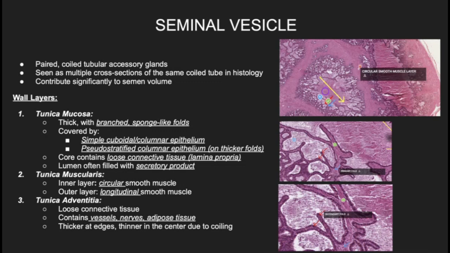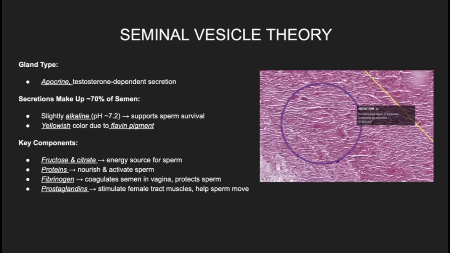One more important thing to remember is that because these tubes are so tightly coiled in the center, the tunica adventitia can be very thin, so it is really hard to see sometimes on some slides, okay? Now some theory regarding the function of the seminal vesicle. First of all, the secretion is testosterone dependent, and the form of secretion is apocrine. The secretion is slightly alkaline, which is super important because it helps neutralize the acidic environment of the vagina. So it basically makes the environment safer for the sperm.